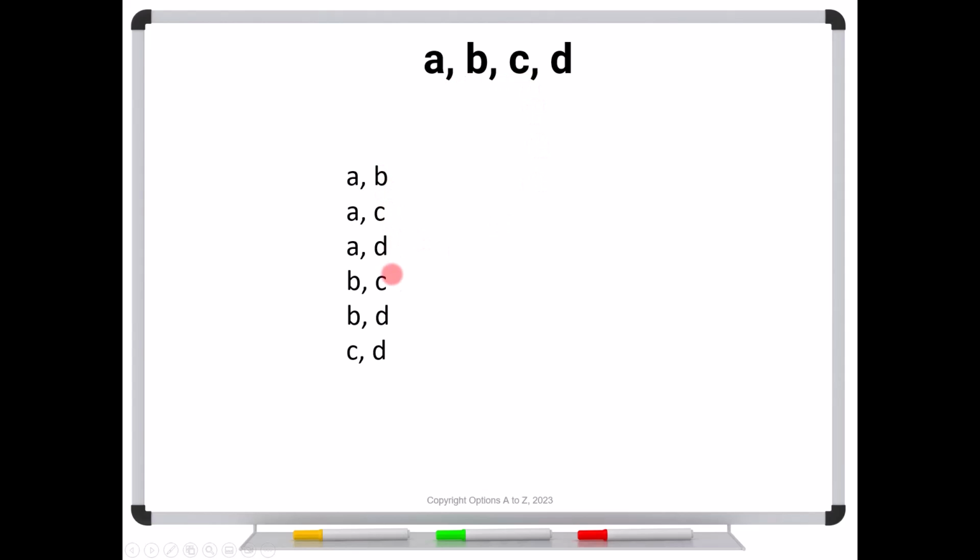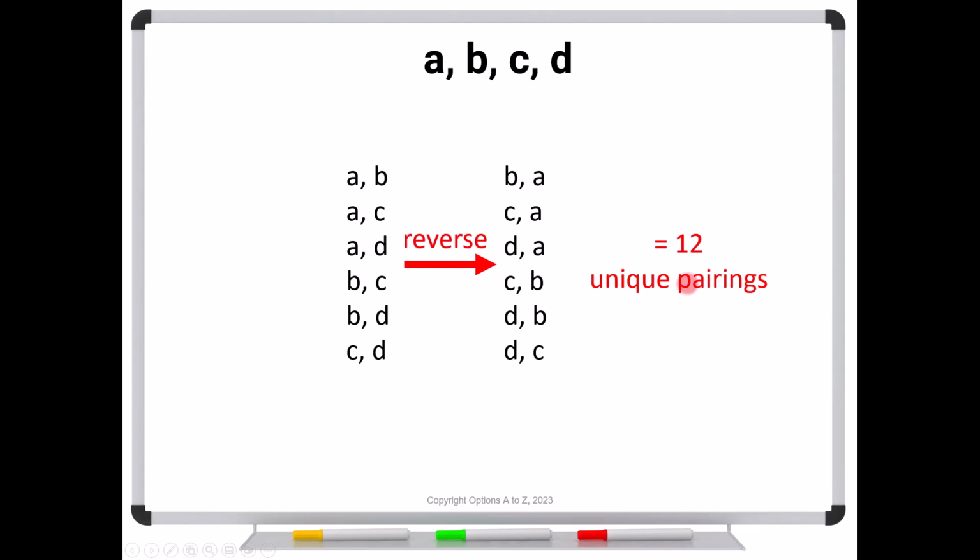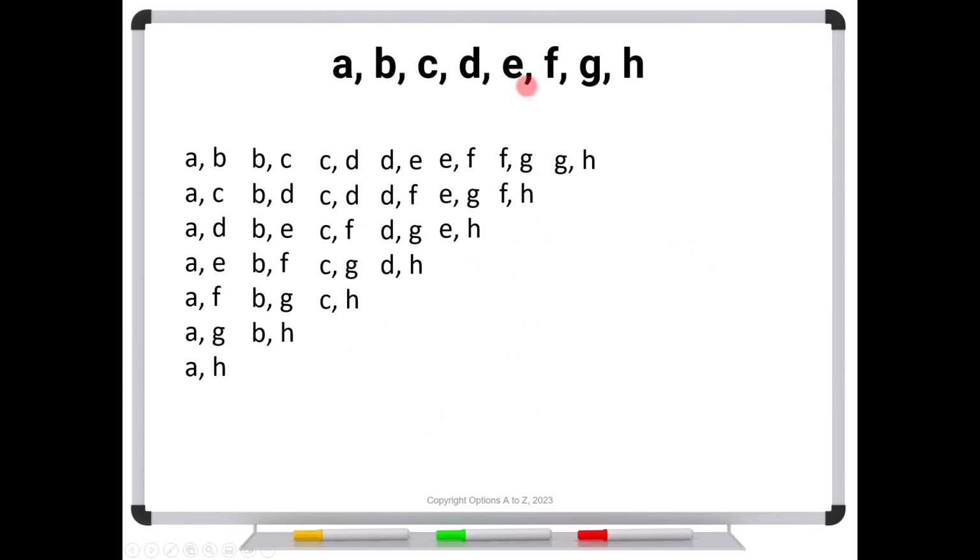Now we've got these unique pairings, and of course we can reverse them, and that's going to give us 12 unique pairings. And of course, the logic behind that is to say that we have 4 ways to draw the first one, and once we've drawn that, we would have 3 things remaining to draw from. So 4 times 3 would give us 12 unique pairings, and that's what we're seeing right here. Here's 6, and 6 of them reverse, so there's 12 unique pairings. Well, what if we double from 4 to 8?